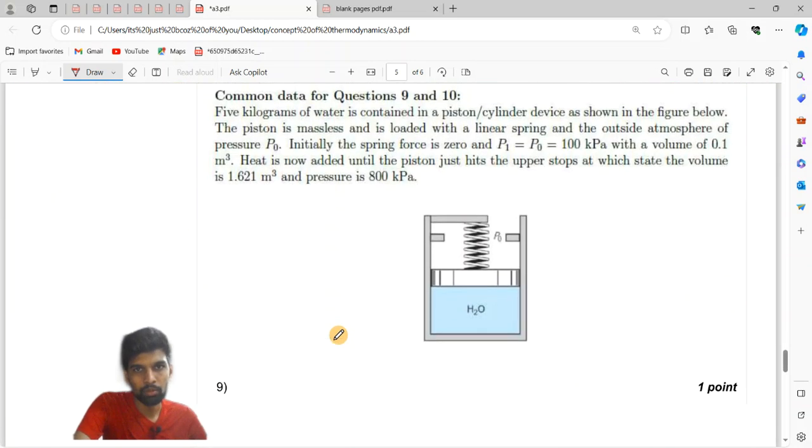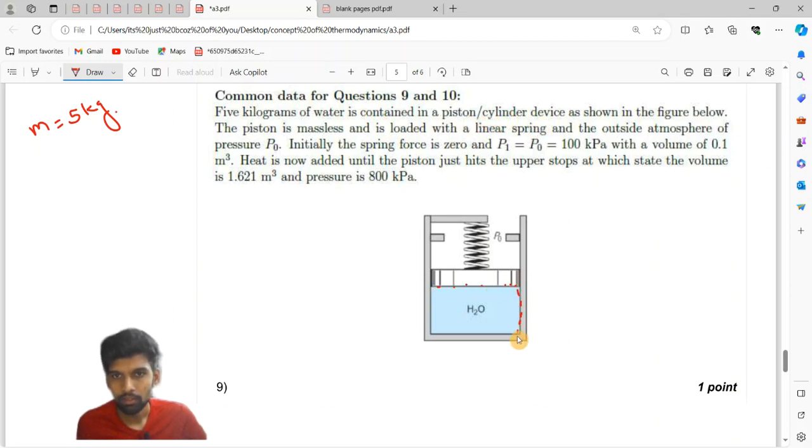Then coming to question number 9, that is 5 kilograms of water. It is also water and the mass is 5 kg. It will not change. I've told you why, because it is a closed system in a piston cylinder device. It's clearly visible, a closed piston cylinder arrangement, no outflow or inflow is taking place, so it's a closed system. So the mass is 5 kg contained in a piston cylinder device as shown in the figure.